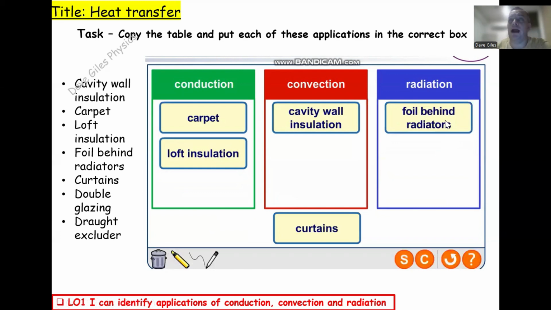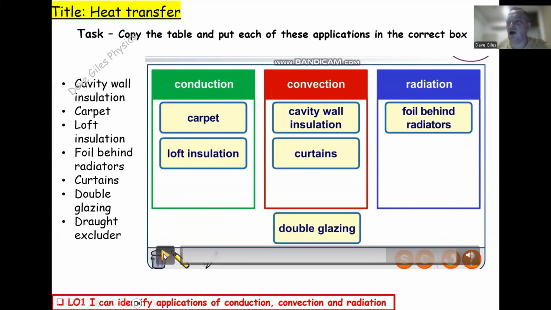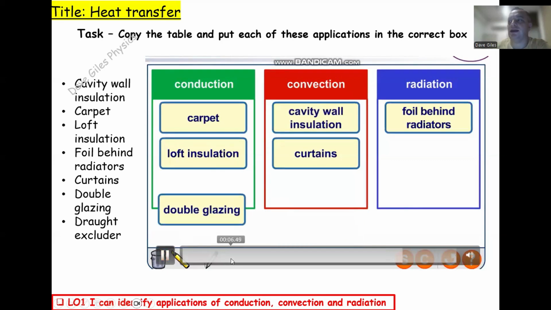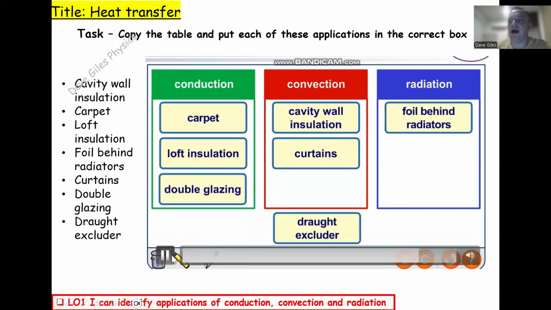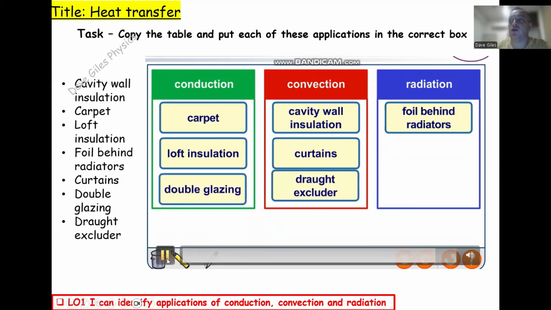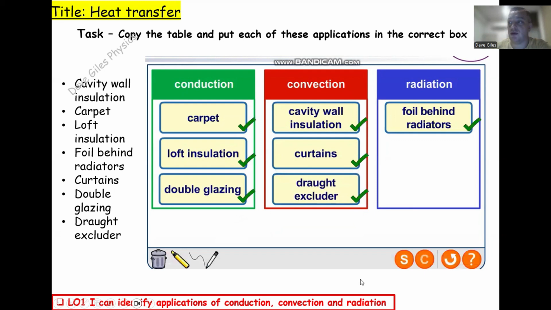Foil behind the radiators is radiation, because your radiator is against the wall. If you put foil behind it, anything that's going back instead of into the room is just reflected back into the room. Curtains help reduce heat loss via convection. I suppose if you had them shiny, silver color, you could also help them reduce heat loss via radiation. Double glazing helps prevent heat loss via conduction. And finally, a draft excluder is going to reduce convection losses.